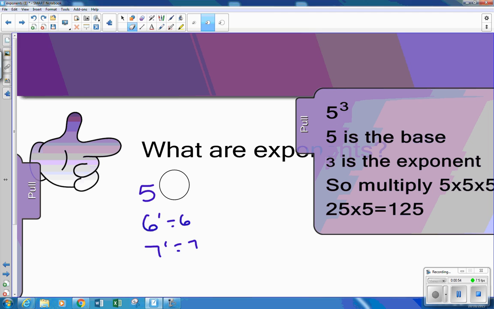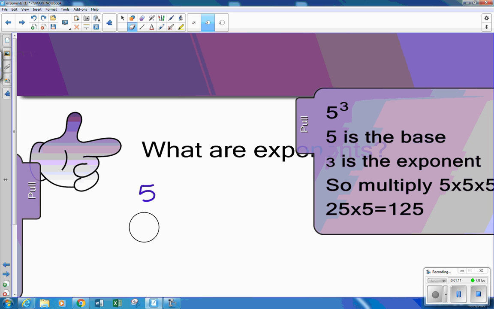One little tip too: anything to the 0 power is 1. So if I had 5 to the 0 power, that is actually 1. 6 to the 0 power is 1. 7 to the 0 power is 1. So there's our two exceptions, or two weird rules.